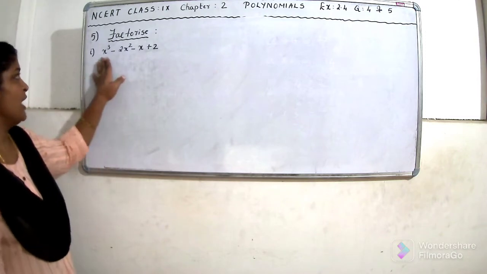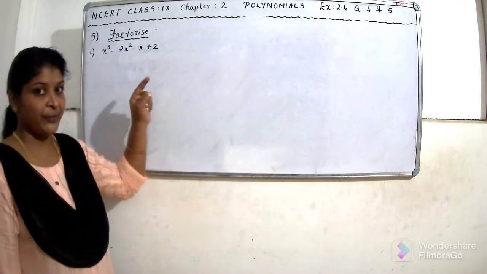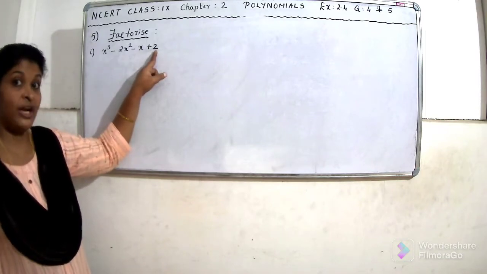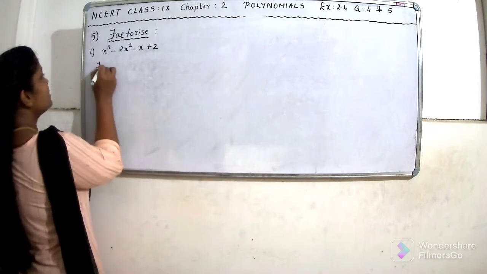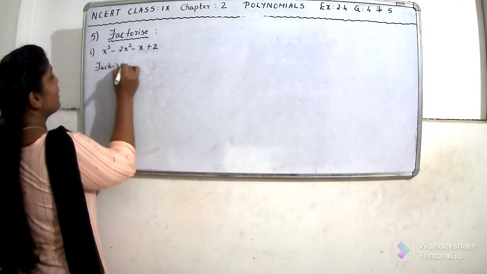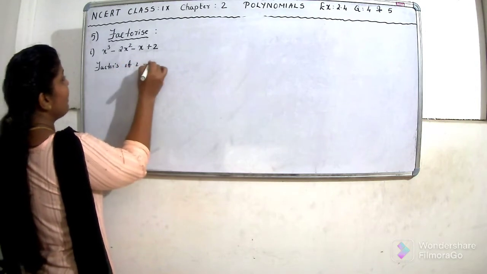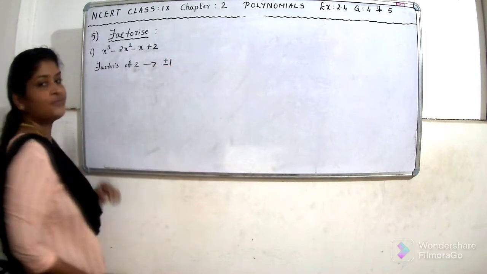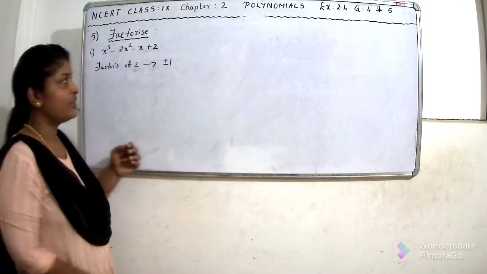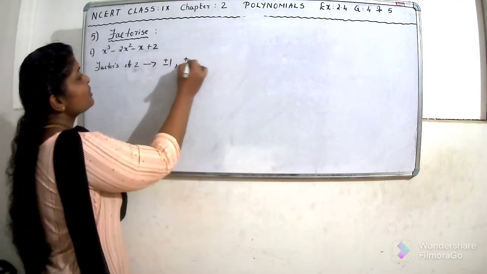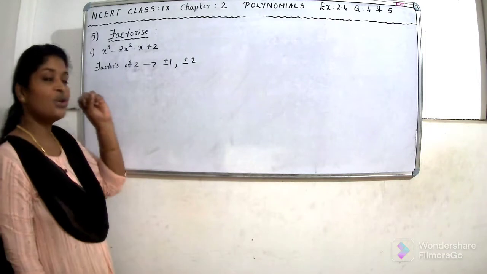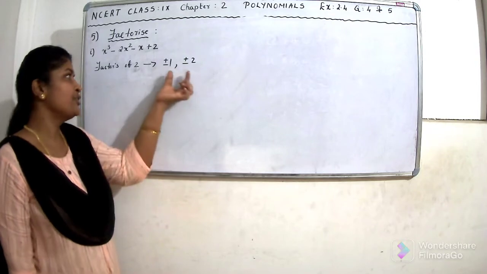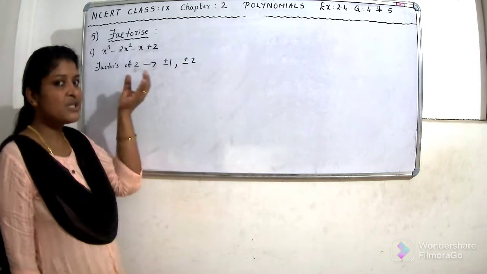First step, in this polynomial, which is the constant term? 2. So what are the factors of 2? That we have to write. Factors of 2, we know, positive and negative 1, and in the same way positive and negative 2 also. So in total 4 numbers are factors: positive 1, negative 1, positive 2, negative 2. In short, we write it like this. So this is the first step.